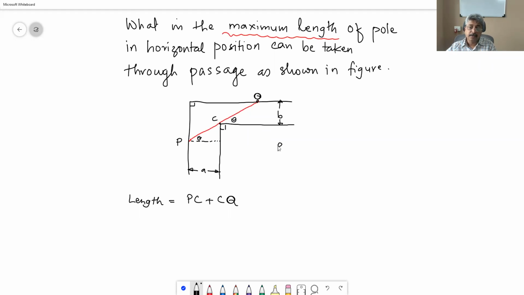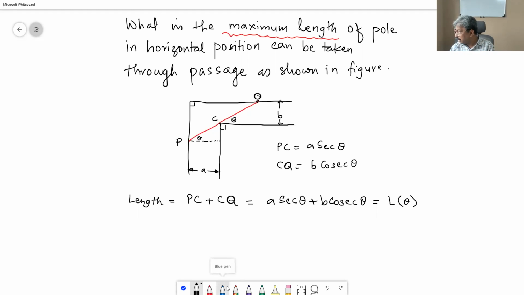So how much is PC? This is A. A upon PC is cos theta. Right? A upon PC is cos theta. Therefore, PC is equal to A upon cos theta, so A sec theta. How much is CQ? B upon CQ is sine theta. So B cosec theta. So PC plus CQ is equal to A sec theta plus B cosec theta. That is what is your length function, is equal to L of theta.